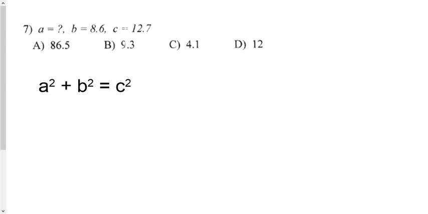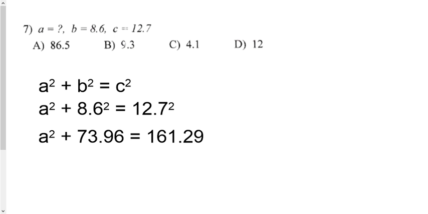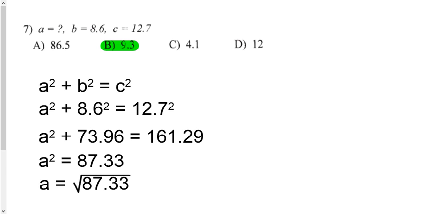Number 7, they didn't give us a triangle, but they went ahead and told us what B and C were, and said go solve for A. So we put in the Pythagorean theorem, and we plug in the information that we know, square what we need to, subtract 73.96 on both sides, and we get to 87.33. Put a square root sign over it, and once you check that in your calculator, the square root of 87.33 does round to 9.3. So B is the answer for number 7.